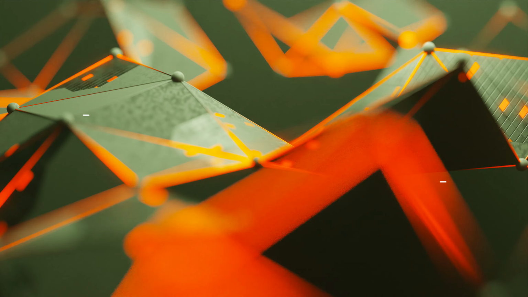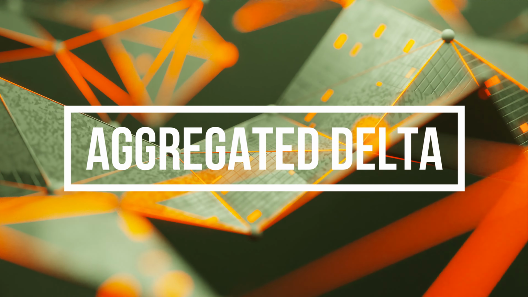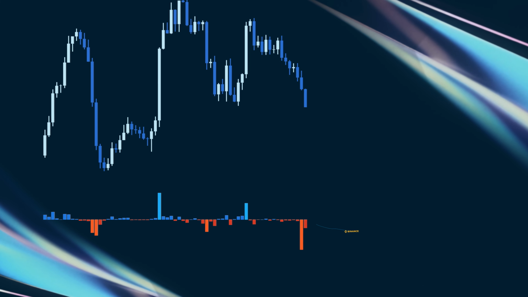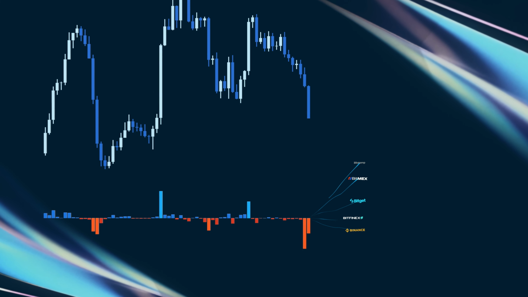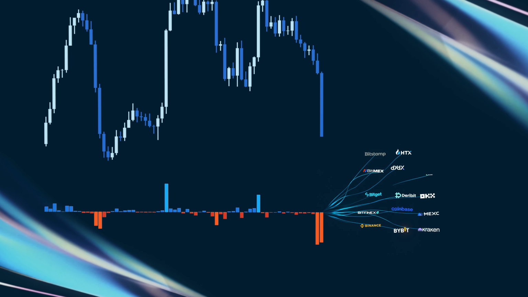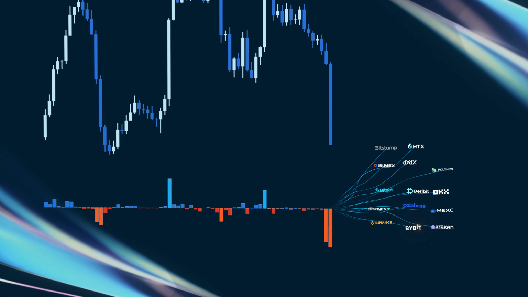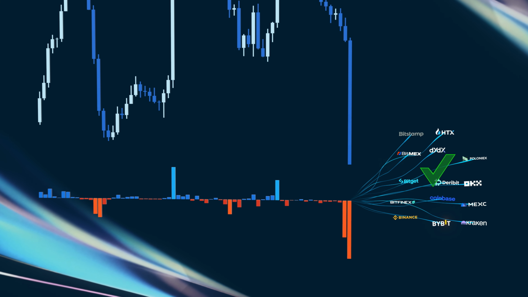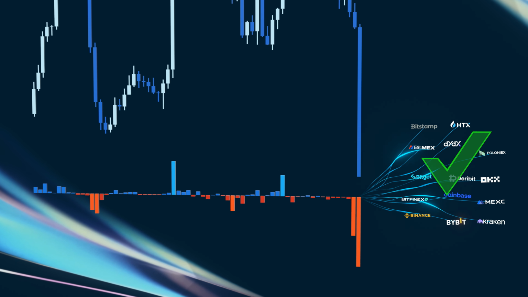But whatever platform or style of delta you choose to use, make sure it's aggregated delta. This means that the platform you use draws data from multiple exchanges and averages them out for you. In this way, you can make sure that it's a general and reliable picture you are actioning your trades off, and not just the data from one exchange.